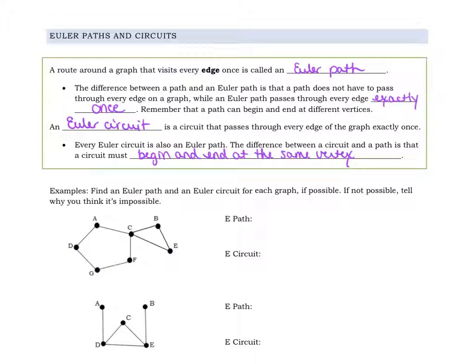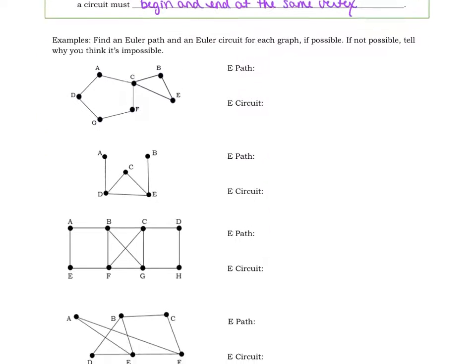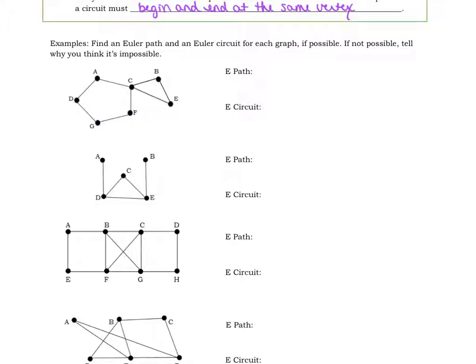Okay, so Euler, anytime you see Euler, that means every edge. Okay, an Euler path means I have to go on every single edge. It doesn't matter if you start in the same spot that you finish. And an Euler circuit means you begin and end at the same spot, traveling every edge along the way. All right, so we are going to take some of these graphs and these examples, and we are going to see if we can find an Euler path and or an Euler circuit for each of the graphs. Okay, if it's not possible, we want to try to explain in the best way that we can why we don't think that that's going to work.